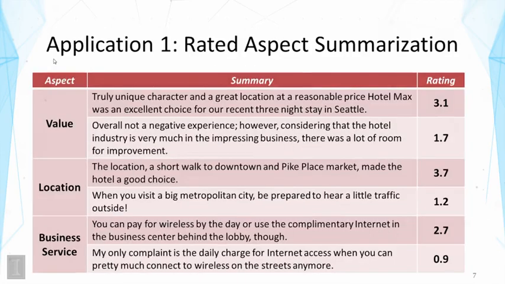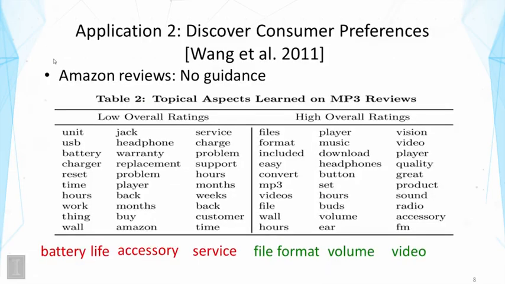So with these results, we can build a lot of interesting applications. For example, a direct application would be to generate a rated aspect summary. Because of the decomposition, we can now generate the summaries for each aspect, the positive sentences and the negative sentences about each aspect. It's more informative than the original review that has just the overall rating and the review text.